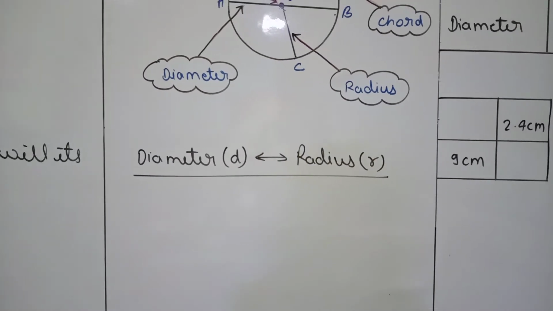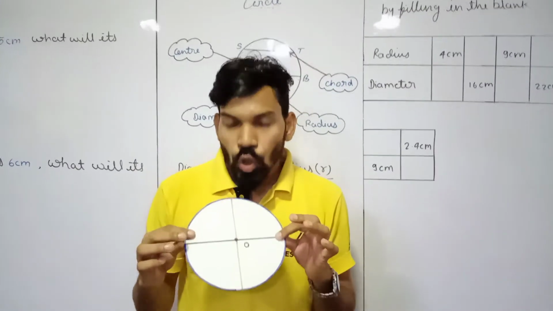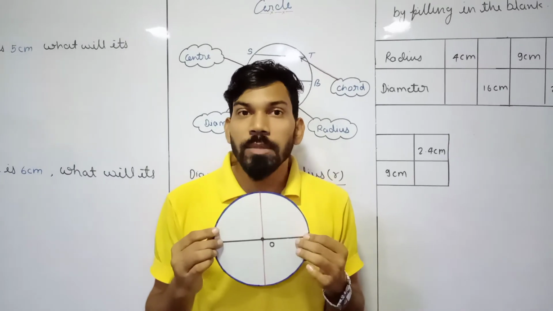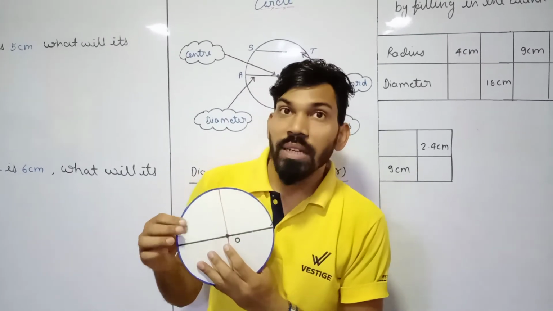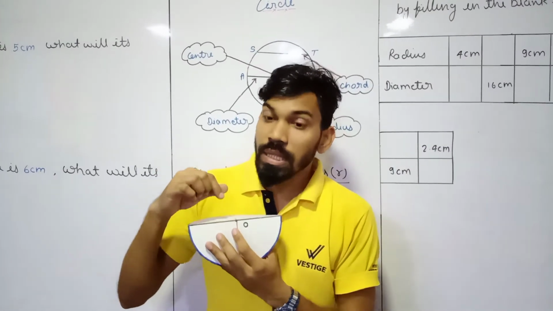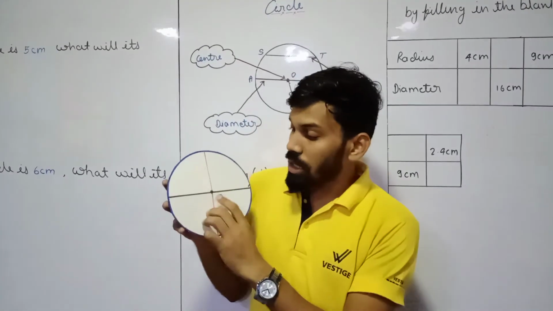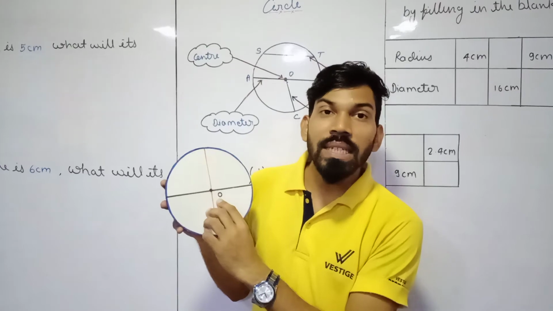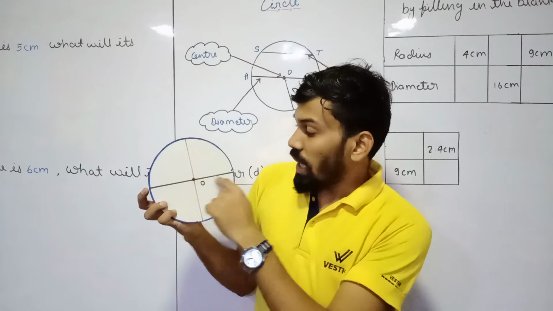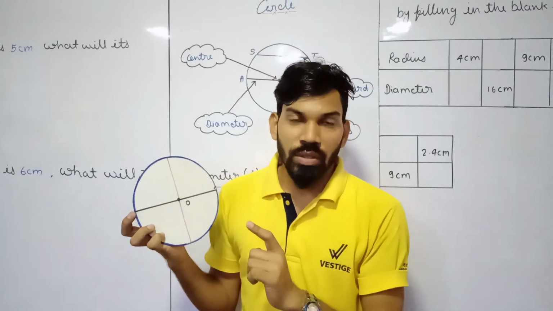If you can see, here I have a cutout of a circle. As per our information, what is the diameter? Diameter is a line segment joining any 2 points of the circle passing through the center. In this cutout of the circle, we have a center O. Yes, center O is here, and there are 2 line segments passing through this center O, this black one and this red one. These both are called a diameter.